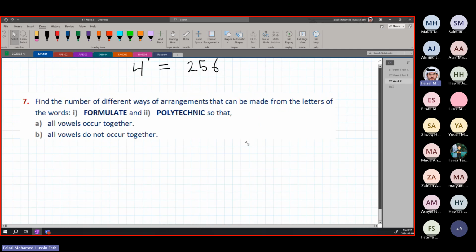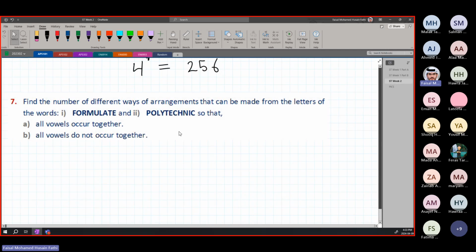Find the number of different ways, or arrangements, that can be made from the letters of the words formulate and polytechnic: when all the vowels occur together, and when all the vowels do not occur together.